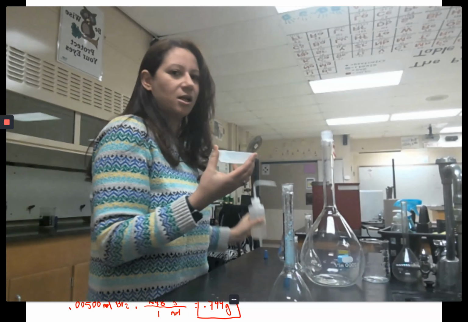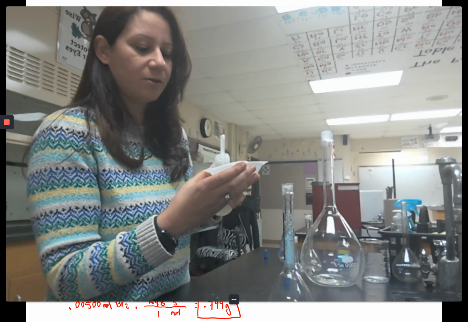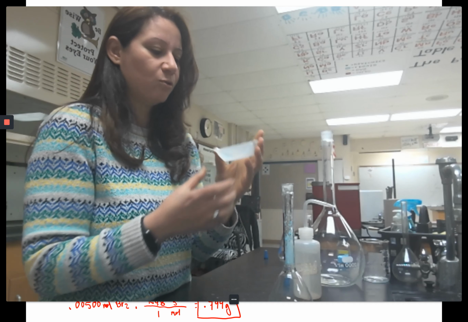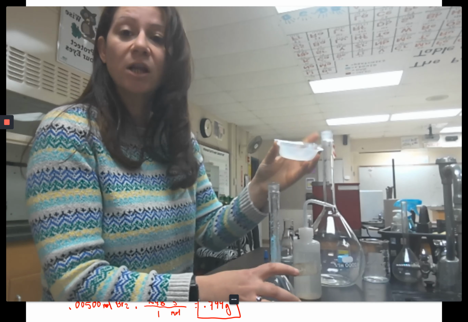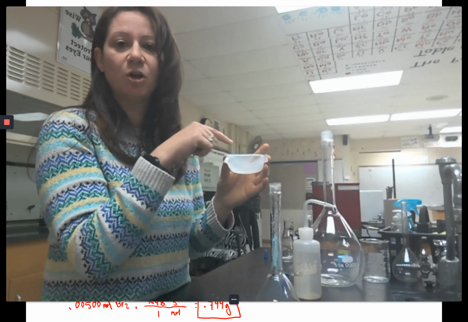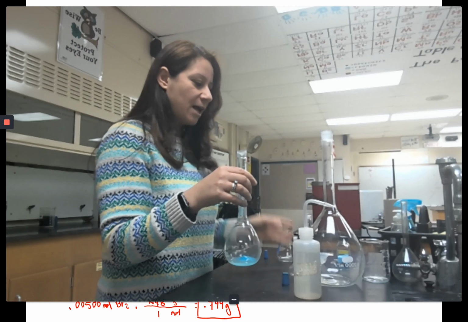So what you want to do is take your solvent. In this case, I'm just using water as my solvent. Put a little bit of the solvent in here, move it around so that you can dissolve it. And you can do that a couple of times until you get every little bit of it into your volumetric flask. And then you add water.